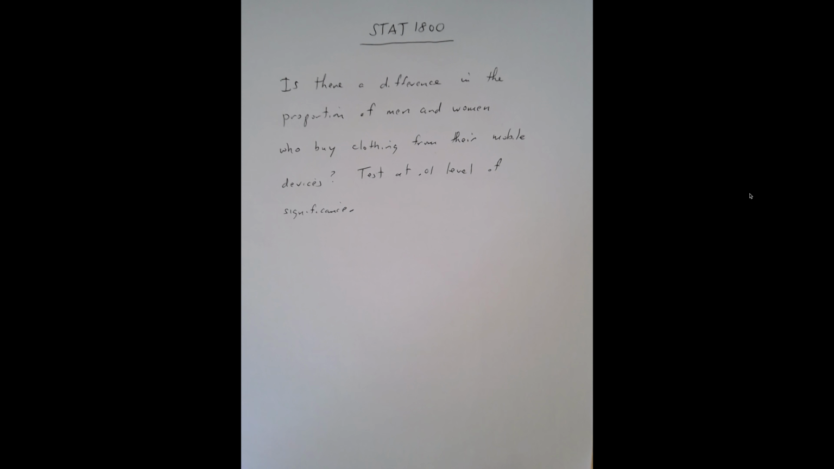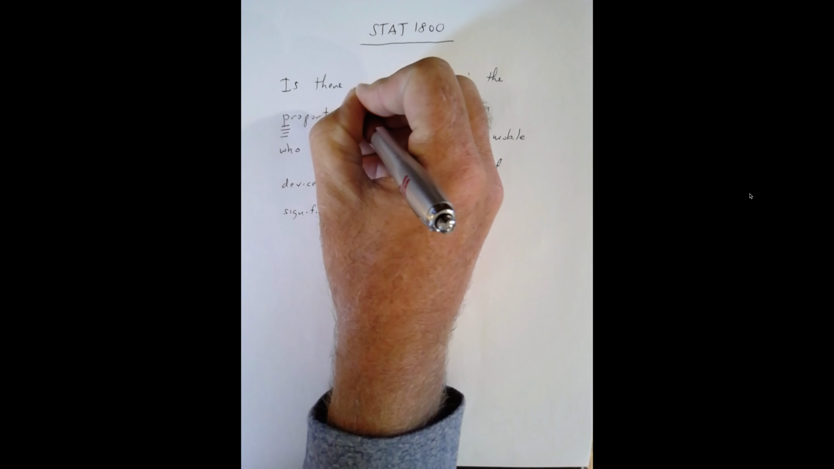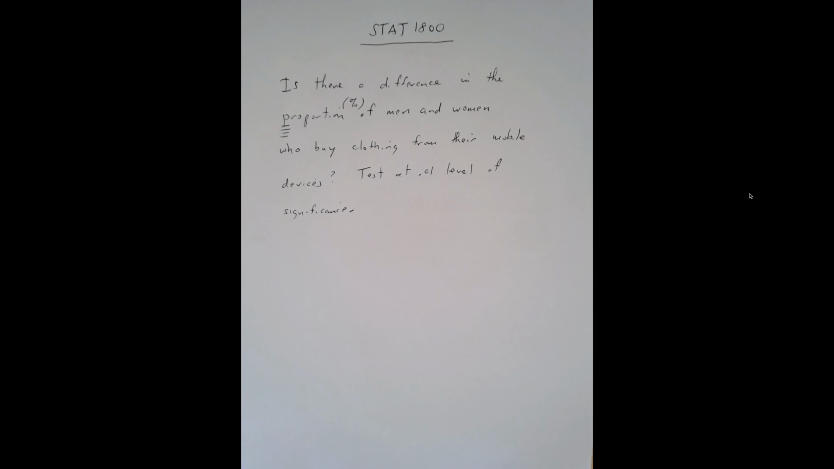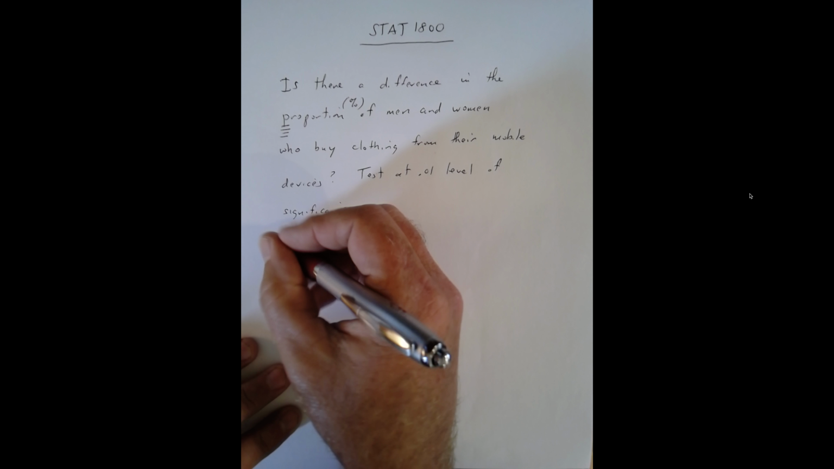Test at the 0.01 level of significance. Now, it's so tempting to use what we've done before and say H0: mu1 equals mu2, but the problem is we don't have a mean problem. We have a proportion problem, a percentage problem. And as you should know by now, even back in the one-sample problems, those things are handled differently, okay?